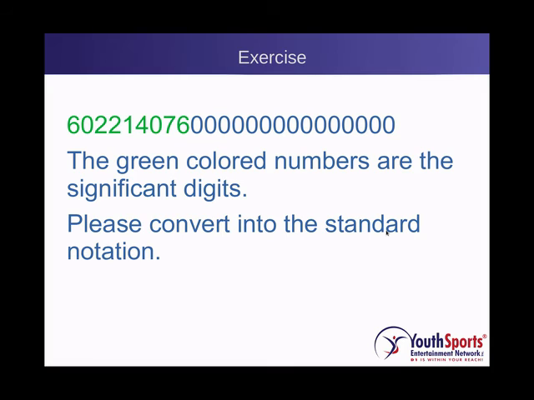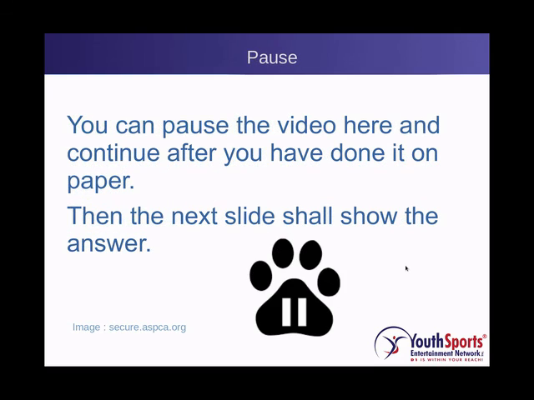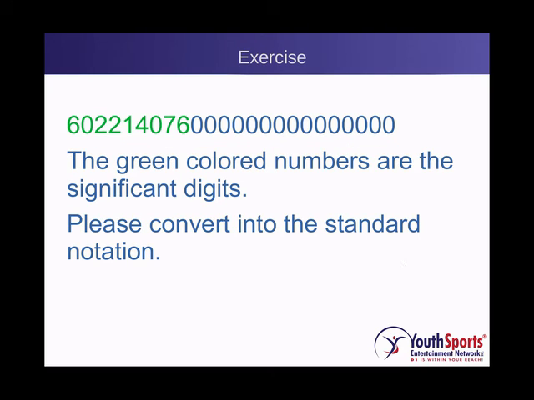Now we'll do an exercise. We have this number with 24 digits in it. The green colored digits are significant, and the objective is to convert this into standard notation. You can pause the video here and do it on paper. I will leave this slide on, and once you have converted this number to its standard form with these significant digits, you can continue and see the result.